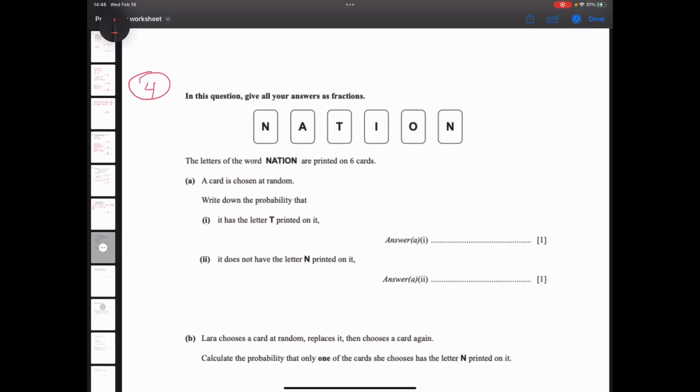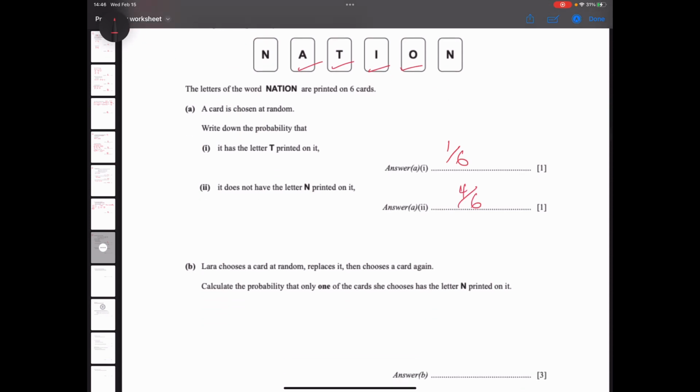So here it says that letters nation. A card is chosen at random. Write down the probability that it has the letter T. 1 T only. So 1 over 1, 2, 3, 4, 5, 6. It does not have the letter N. So 1, 2, 3, 4. 4 over 6. Lara chooses a card at random, replaces it, and chooses a card again.